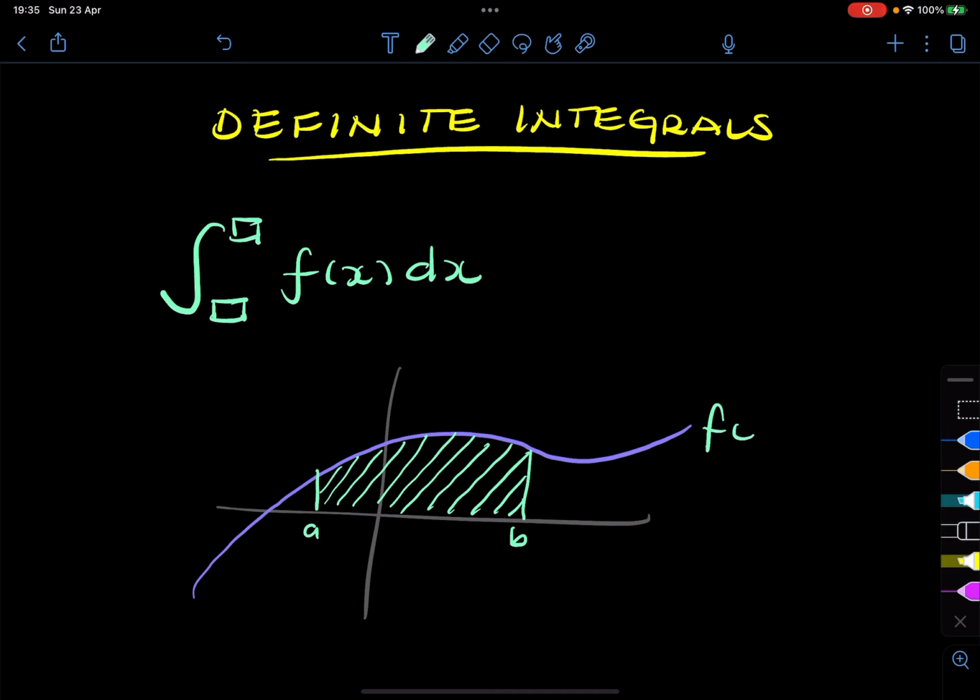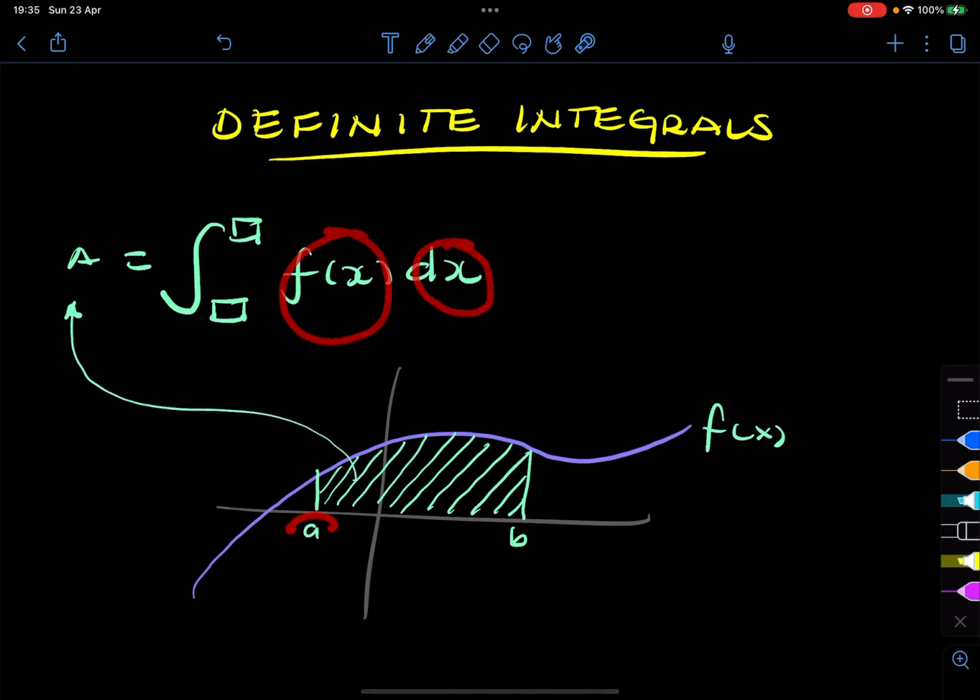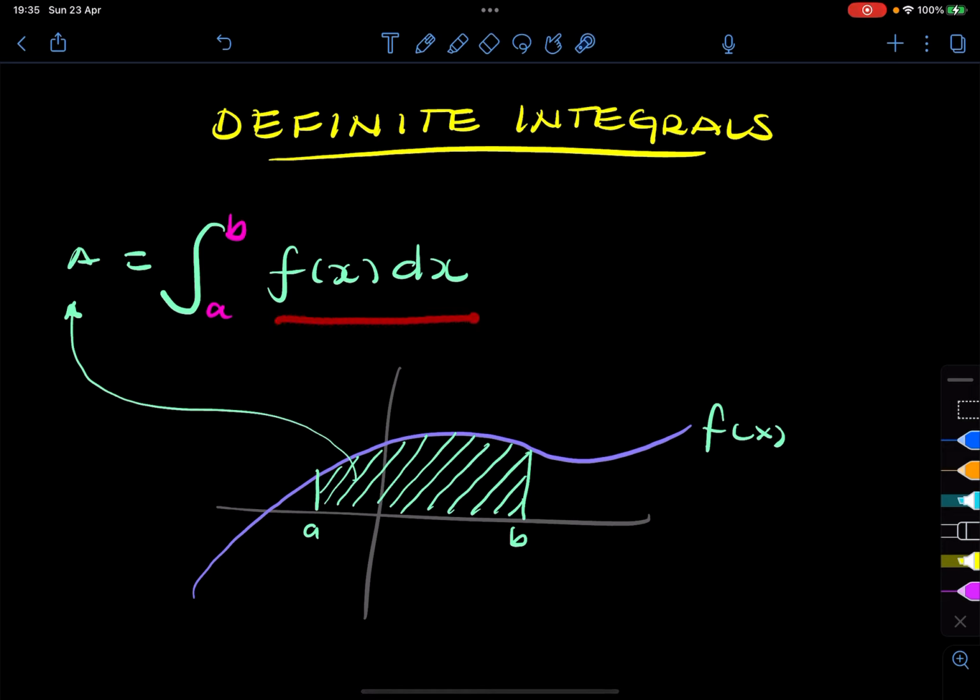So this area we would find by integrating. If this was f of x, we would find the area by integrating f of x dx from A to B. So these are the limits of our integral. Now that doesn't affect the way you carry out the integration, but it affects the result you give. So instead of giving an expression in terms of x, you'd give a number.